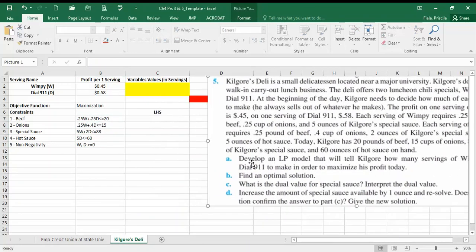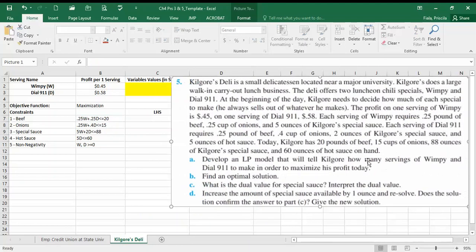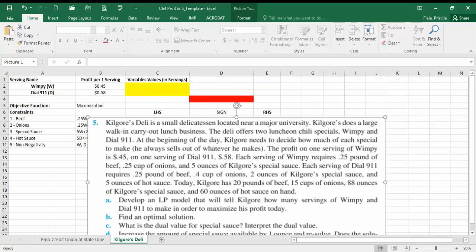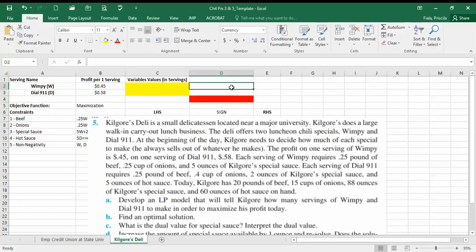The questions are going to be, first we're going to develop the LP model that will tell us how many servings of Wimpy and Dio 911 to make in order to maximize his profit today. The second question is to find an optimal solution. Well, we can tell servings, but we also want to know the dollar amount. So find an optimal solution, which is what I'm going to be working here.